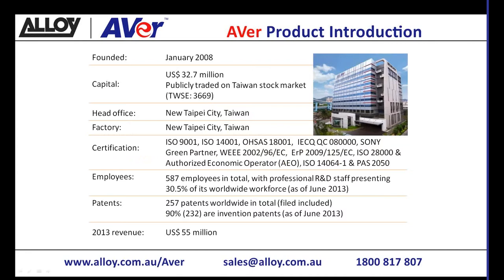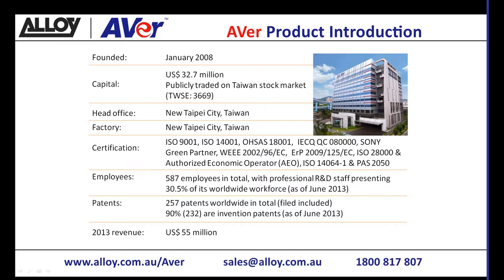So who's AVA? We were founded in 2008, and the capital is 32 million. We are publicly listed on the Taiwan stock market, and of course we're based in Taiwan, and our headquarters is located in New Taipei City. I'm not sure if you have been in Taiwan before, but it's a beautiful city. And as hardware manufacturers, we're honored with the ISO, and a lot of others such as RoHS, and other safety regulations.